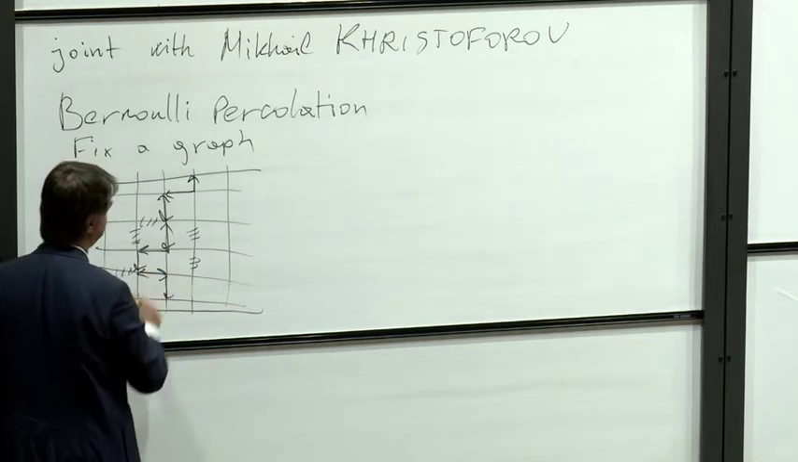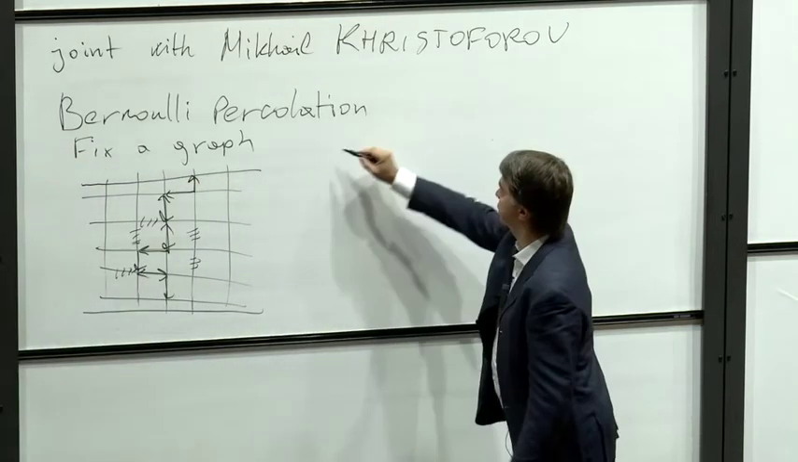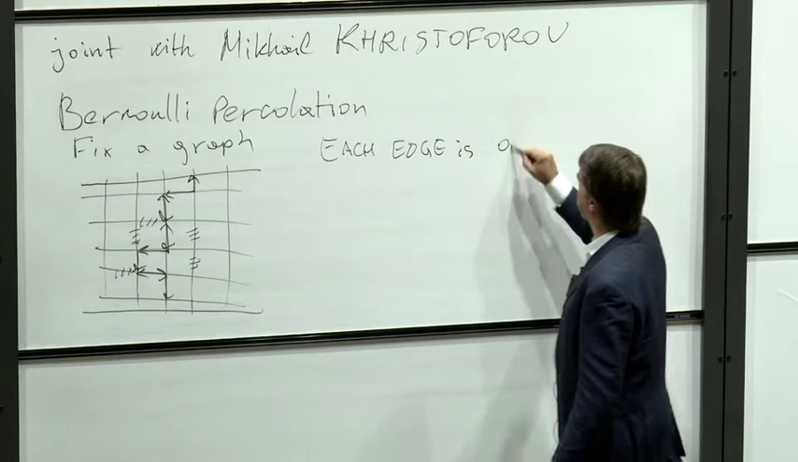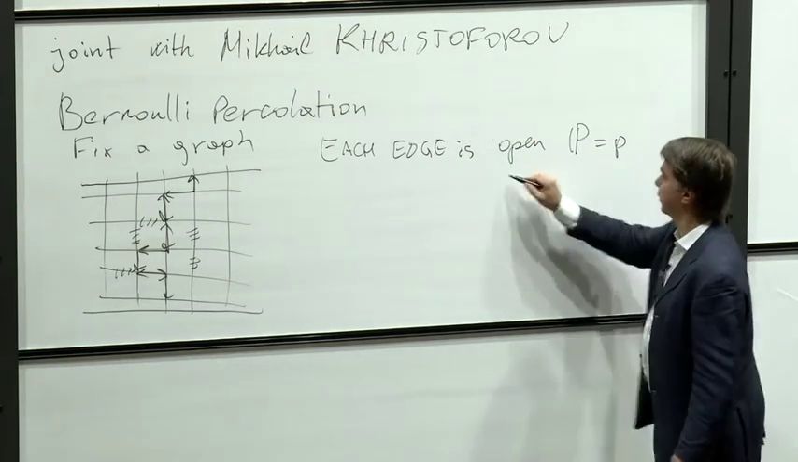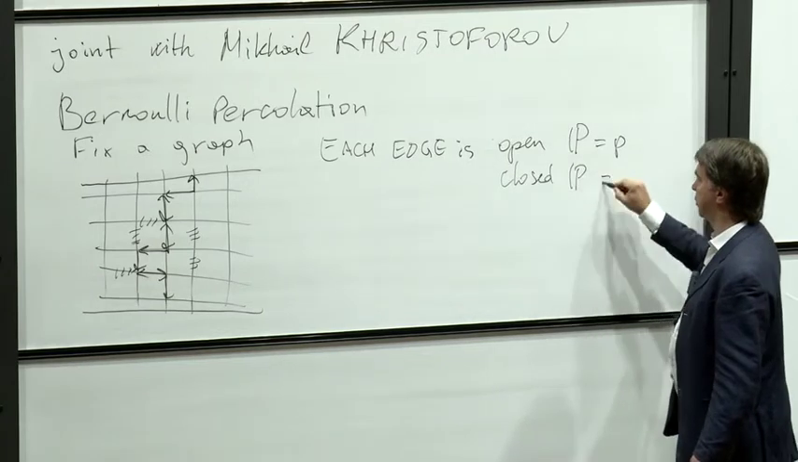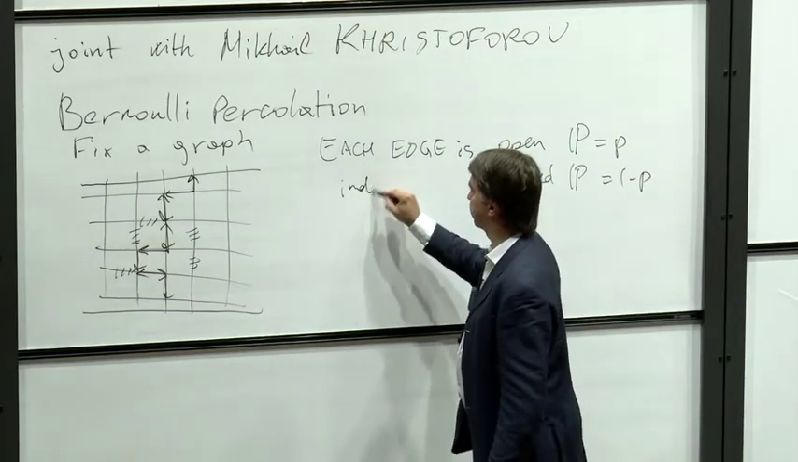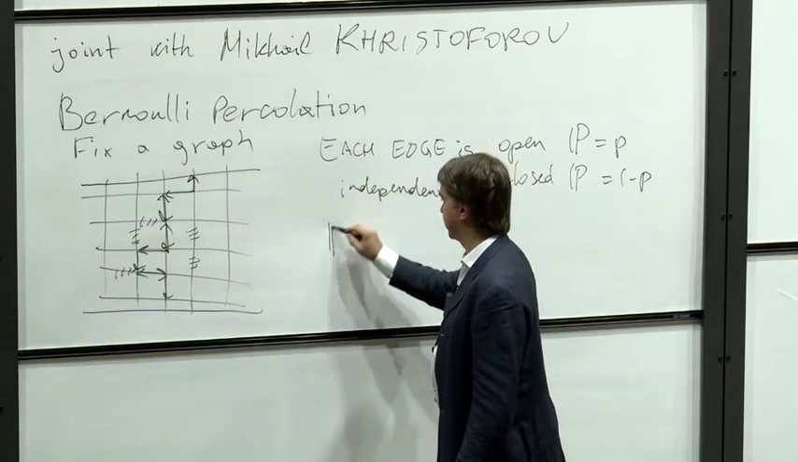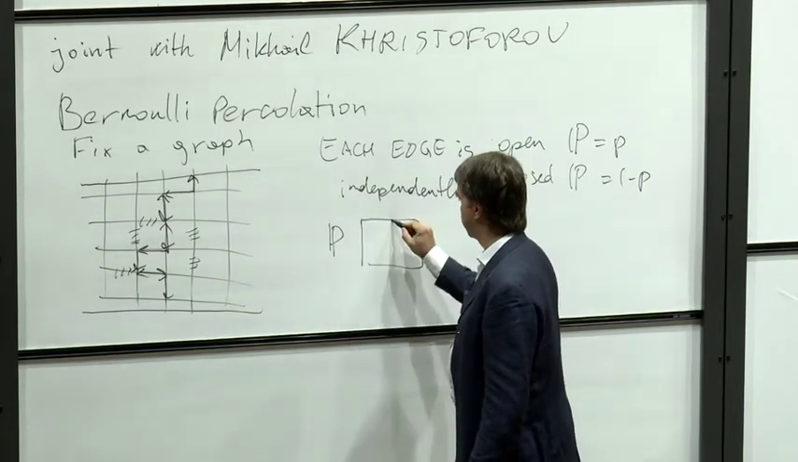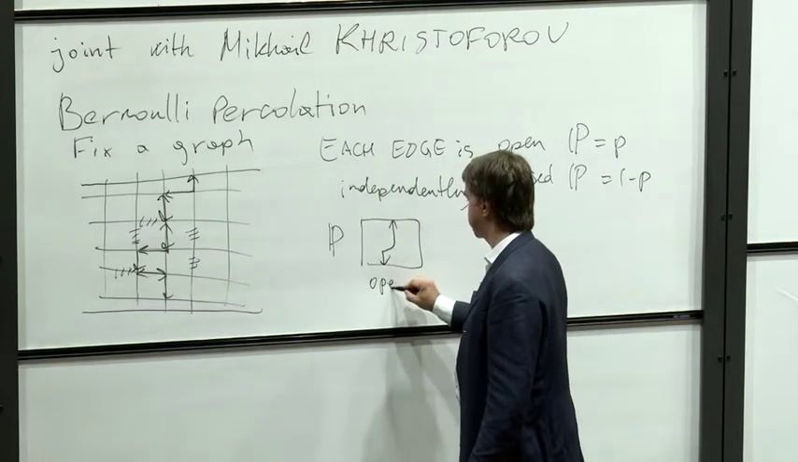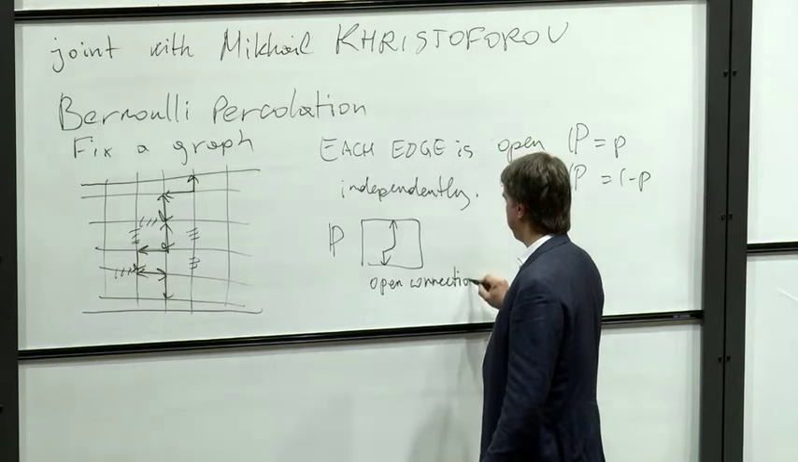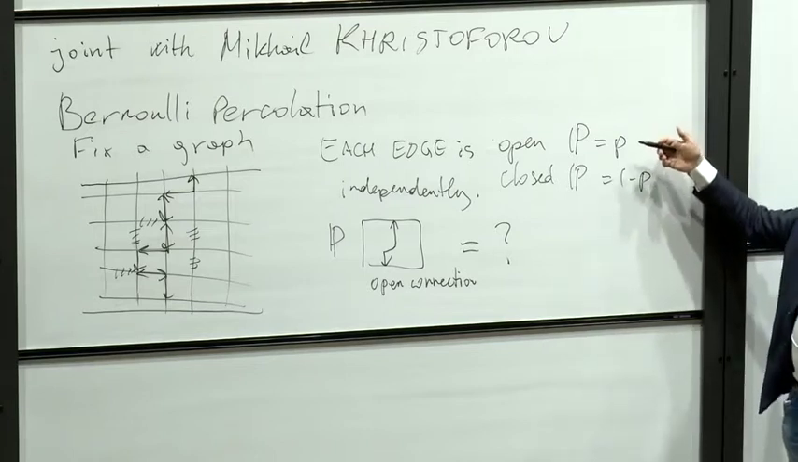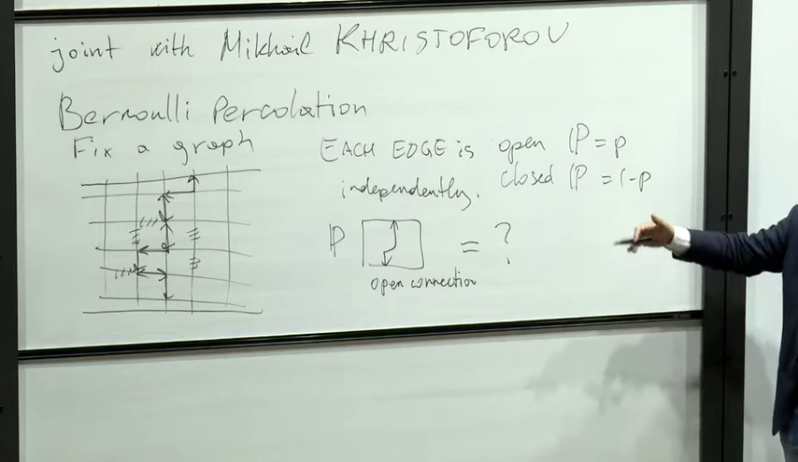And then you think that the city is random. So basically, you say the following, that each edge is open with probability equal to p, closed with probability equal to 1 minus p, independently. And then what you ask is, what is the probability that there is a connection from top to bottom of open streets? Immediately you see that there is a parameter p, so this probability obviously changes when parameter p changes.